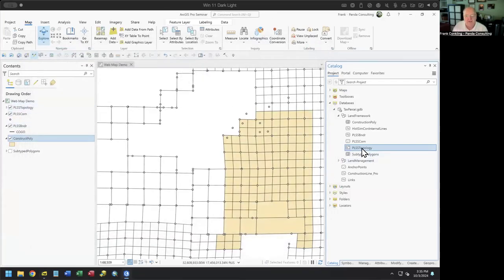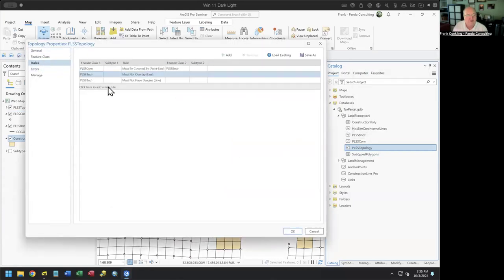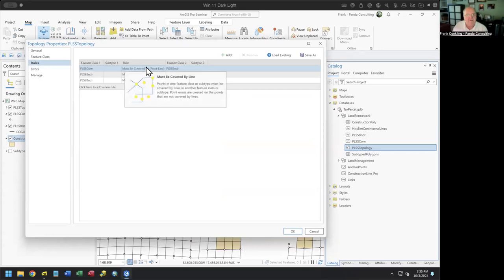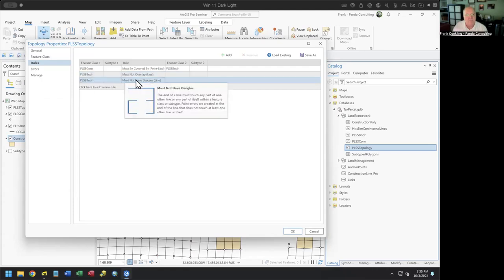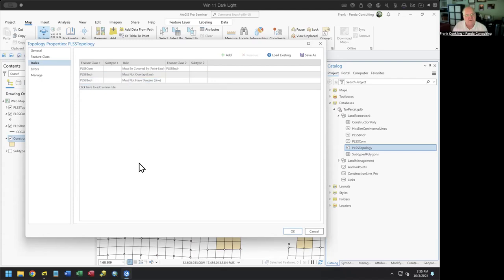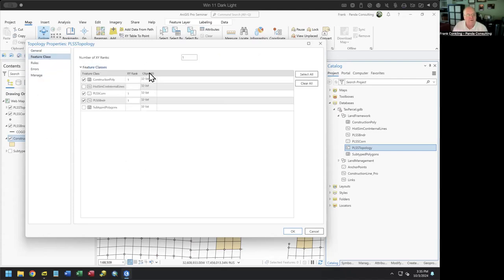We do know that inside of this, we do have a couple of rules already in place. We have rules that say the lines must be covered. We have points that must be covered by lines. Then we have another rule that says the lines must not overlap. We have a rule that says the lines must not have dangles. If we look at our feature classes, we've got construction polys, lines, and construction points.